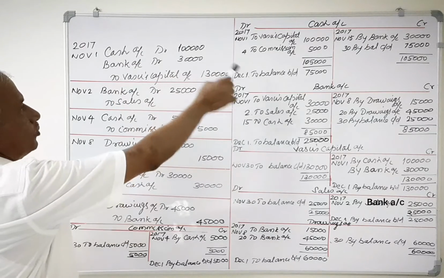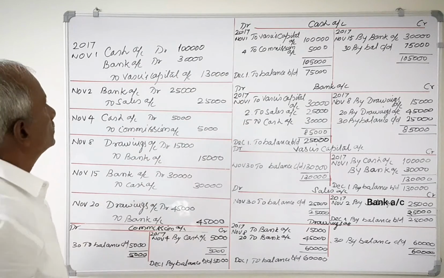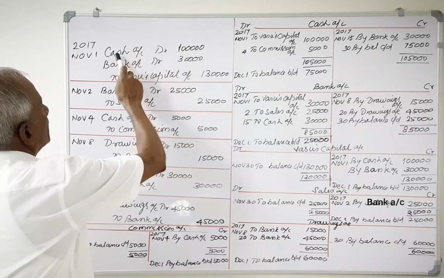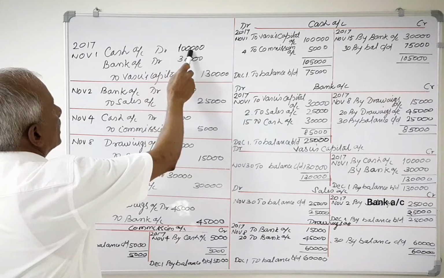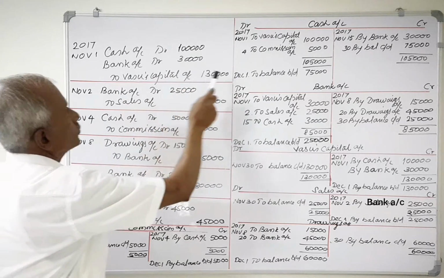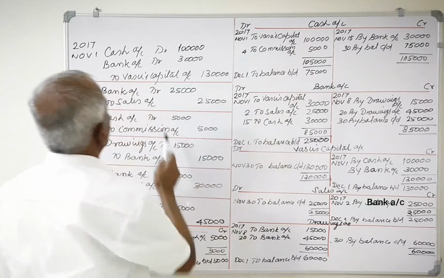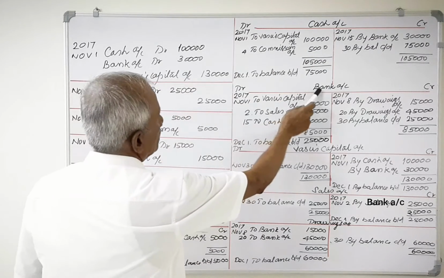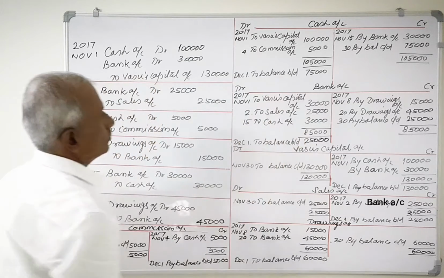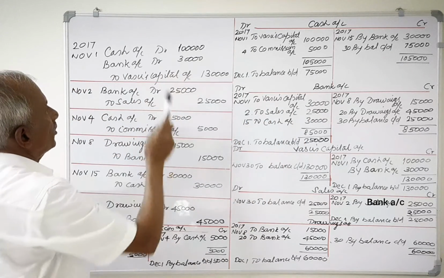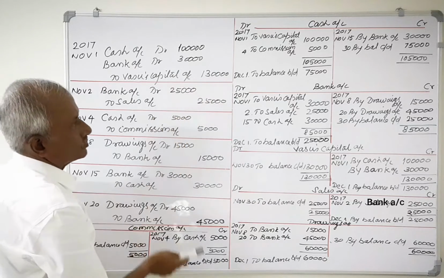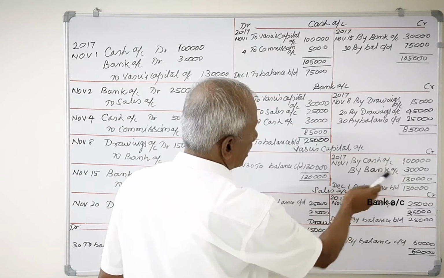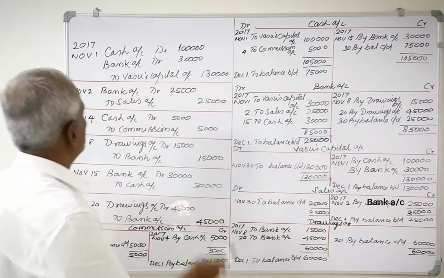All these journals have been posted into the ledgers. Now let us see how it has been posted. On the debit side of the cash account, 1 lakh has to be recorded, that is to Vasu's capital account. So to Vasu's capital account 1 lakh. On the debit side of the bank account, 30,000 is to be recorded. Debit side of the bank account to Vasu's capital account 30,000. And on the credit side of Vasu's capital account, 1,30,000 is to be recorded. So Vasu's capital account credit side, by cash 1 lakh and by bank 30,000, total 1,30,000.